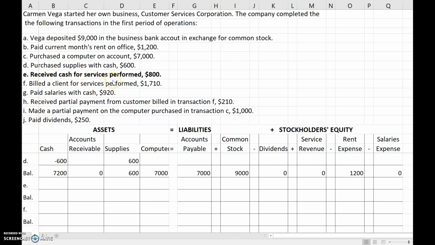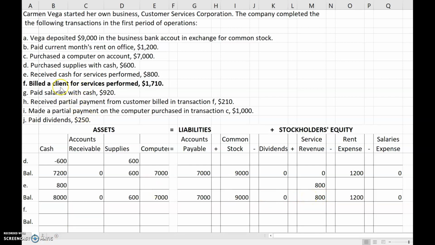We received cash for services performed. So we got cash. Cash goes up. We put 800 under cash. We got the cash because we performed services. When we perform services, we have service revenue. So now we can show our balance in cash, the 7,200 plus the 800. Now we've got 8,000 in cash. Bring down the rest of our balances, including now we've got 800 in service revenue.